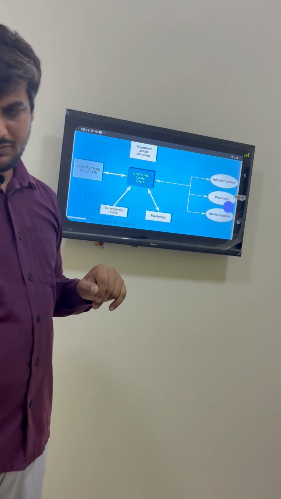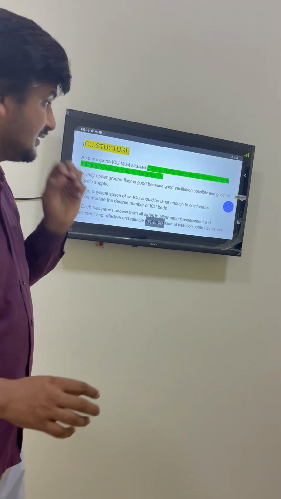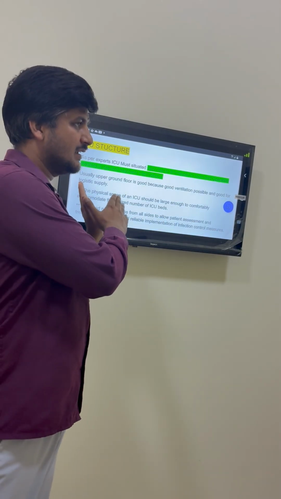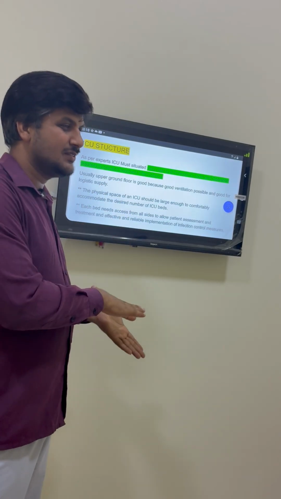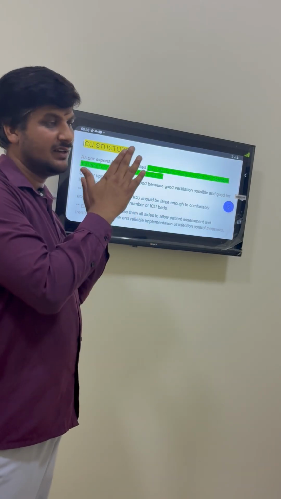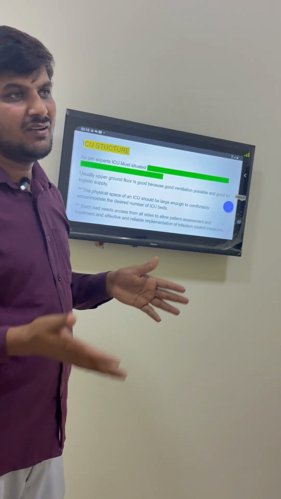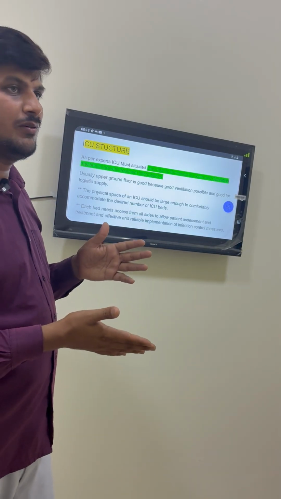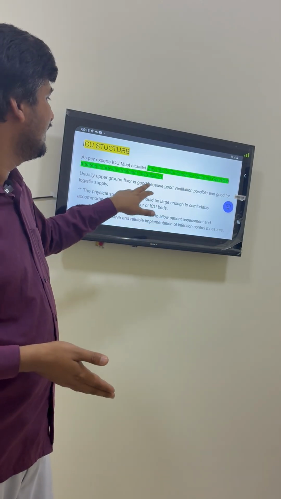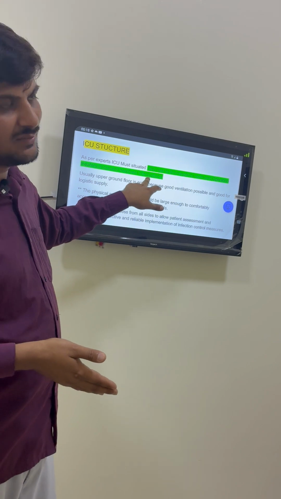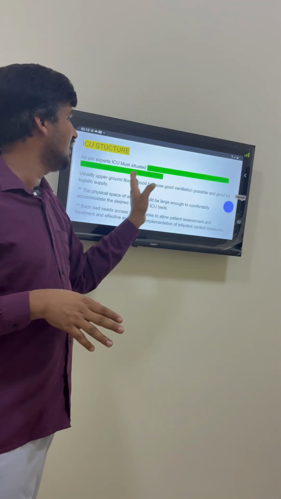Now we will go to the ICU structure. It should be near the emergency room, because suppose the emergency room is on the ground floor and the ICU on the third floor, there will be interruption, because usually these are sick patients, double inotrope, triple inotrope patients, and the patient needs ventilator support. If there is more gap, there will be high chances of treatment interruptions. So as per the guidelines, the ICU setup should be near the emergency.